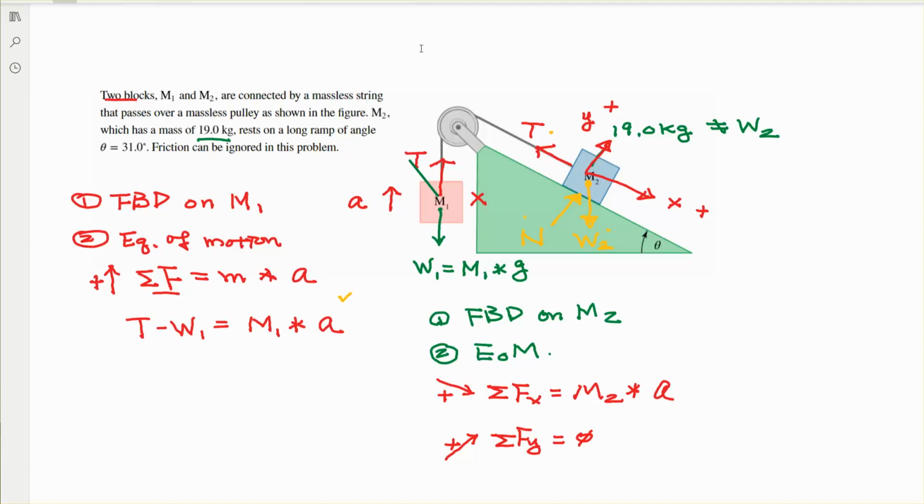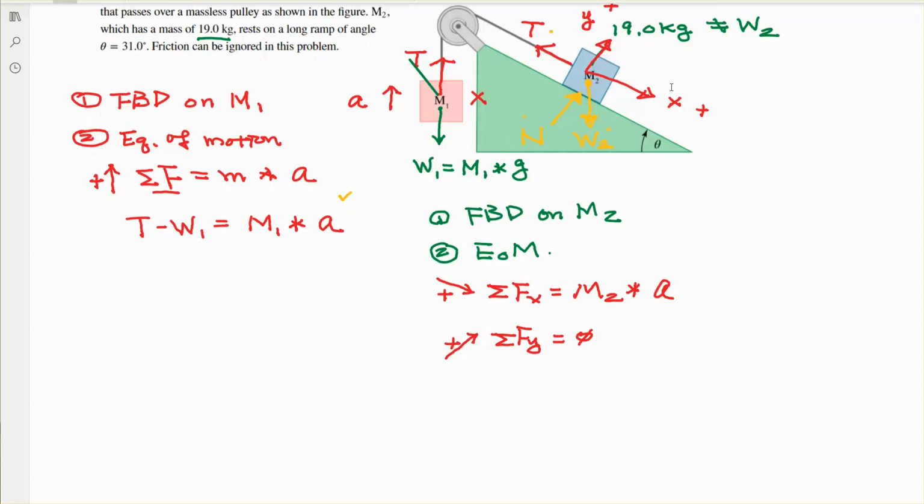Okay, now how do we analyze the force? Let's look at this picture here. What are the forces acting in the x direction? We have the T here. We have a certain part of the weight that is going to be in the x direction. So what is the amount of the weight in the x direction?